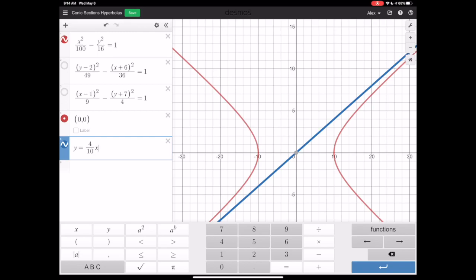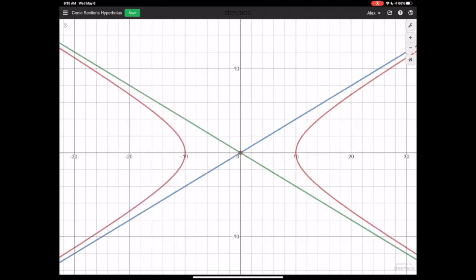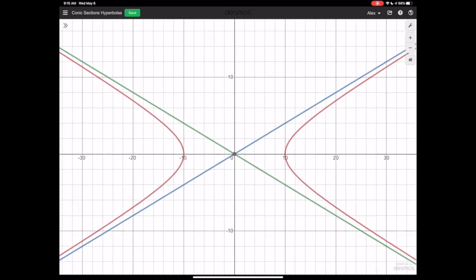4 is b, 10 was a, right? The square roots underneath the x squared and y squared respectively. And so when I take this to be my slope, this b over a, if I do the negative as well for b over a, it's going to give me the other side of it. And so these are my asymptotes for hyperbolas. You'll notice the curve will always stay within these guidelines.